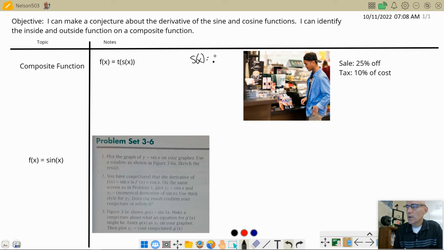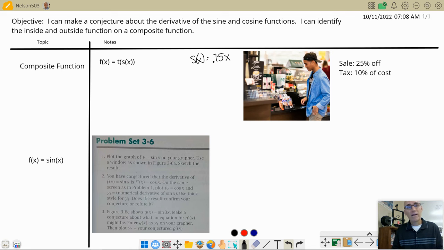You could say you've got 0.75 is what you're going to pay for the item, right? So 75% of the item is going to be your sale cost, right? But that's not your total price. So you had a $10 item, you get 25% off, you're going to pay $7.50.